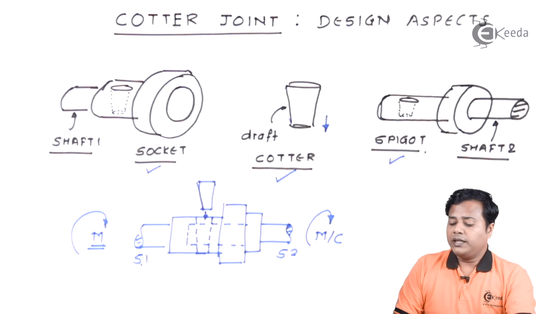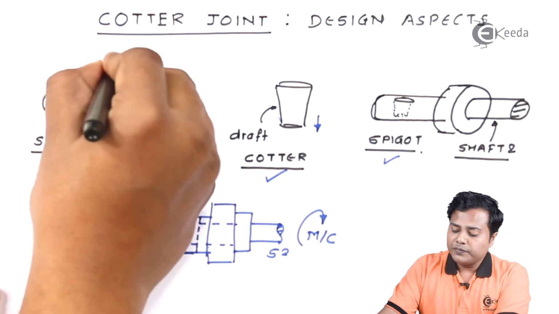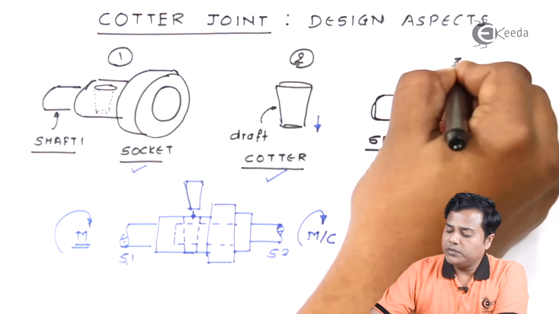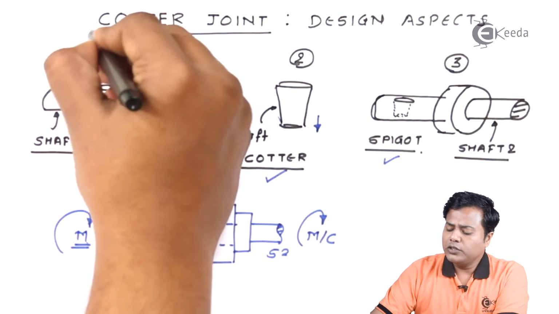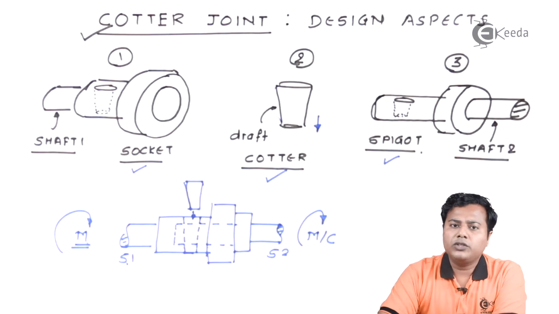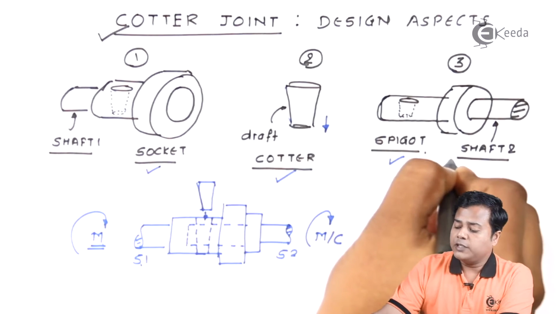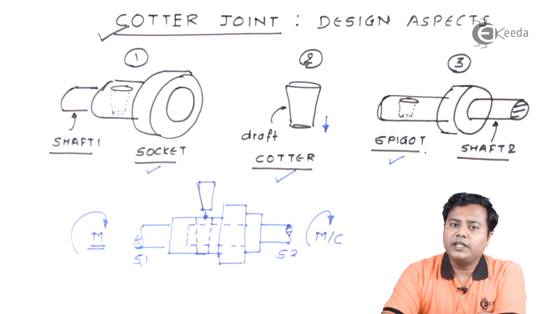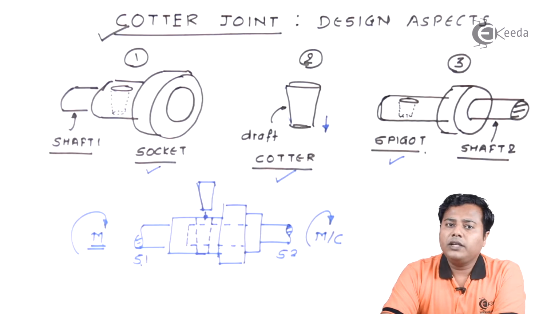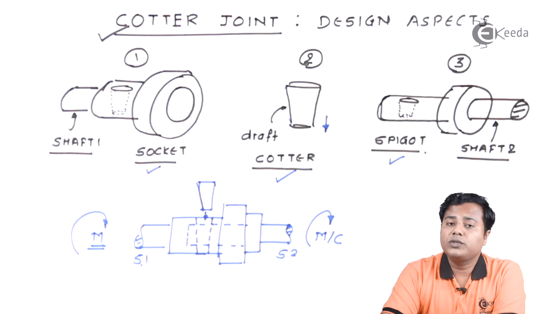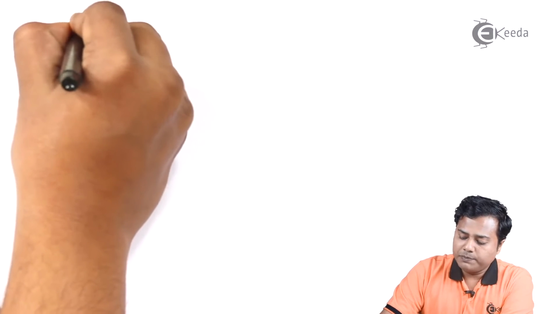Basically there are three parts that we need to design: the socket, then the Cotter, and then the spigot. So when I say I need to design a Cotter joint, I need to design the socket, Cotter and spigot separately. That is what the design of the Cotter and socket spigot joint involves. Let us look at the important formulae that are used. Let us begin with the spigot end.